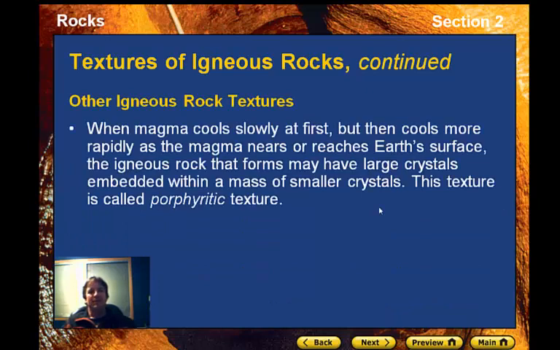Sometimes you'll get a mix, and that mix means it starts to cool slowly, so you have these big large crystals, but then it cools much faster and these smaller crystals form. That's called porphyritic texture. Porphyritic means that it has a mixture.